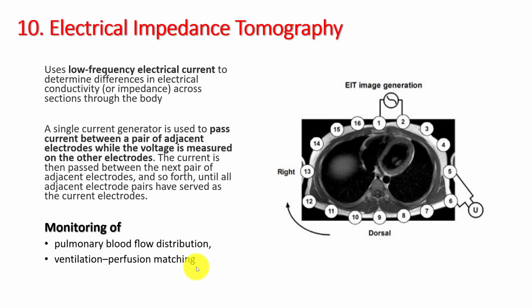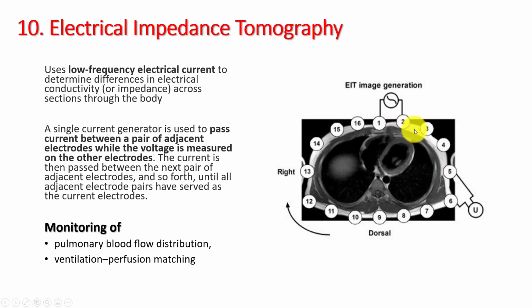One of the newer methods of figuring out PEEP that is emerging is called electrical impedance tomography, and this is a very interesting way of figuring out PEEP. It uses low frequency electrical current to figure out the conductivity of your body. So you put a series of electrodes around the chest wall, and you pass the current between a pair of adjacent electrodes and measure the voltage from the other electrodes.